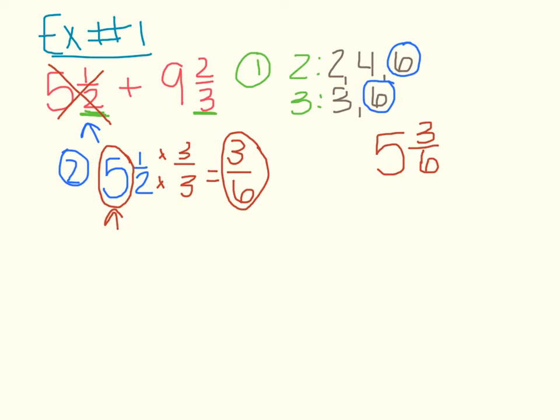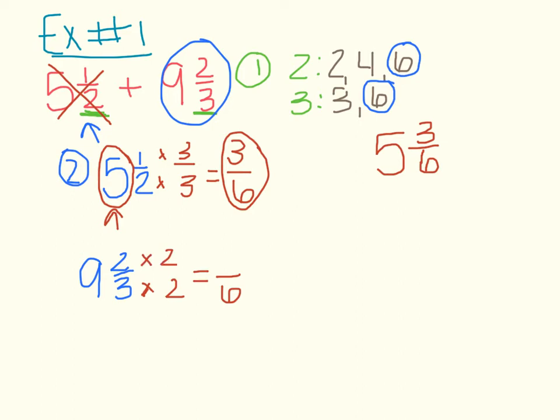Now I'm going to do my second mixed number, 9 2/3. I have to do the same thing. I still have to get a 6 on the bottom. 6 is my denominator. I know if I multiply 3 times 2, it'll give me 6. So I have to do the same thing to the numerator. 2 times 2 is 4. And I still keep my whole number.